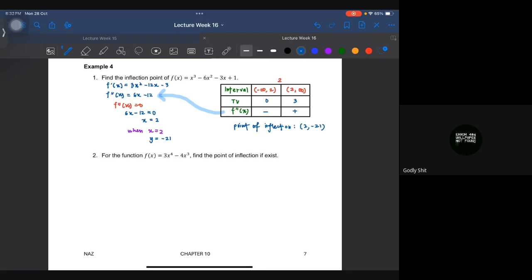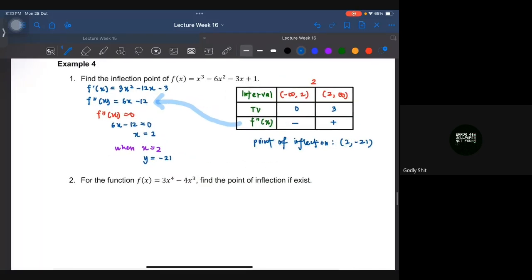Okay, so for the function quartic, okay, so ini function kuartik. So find the point of inflection if exists. Okay, so step dia sama juga. So first, cari first derivative. So find the first derivative.